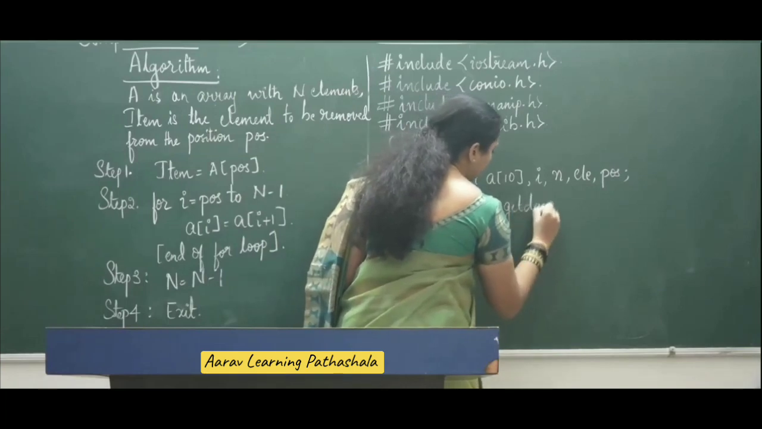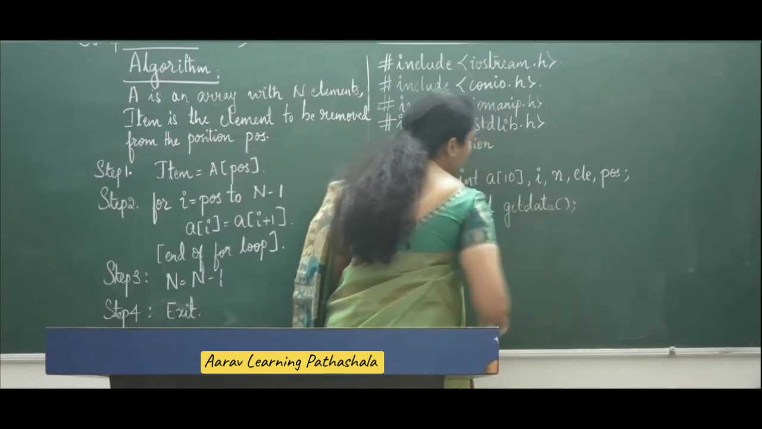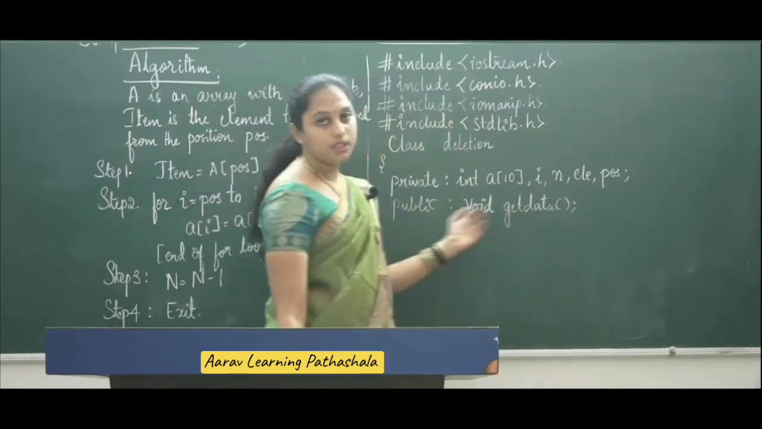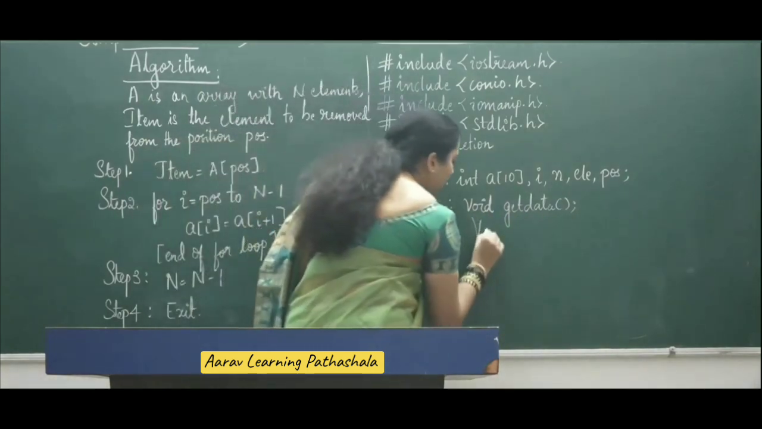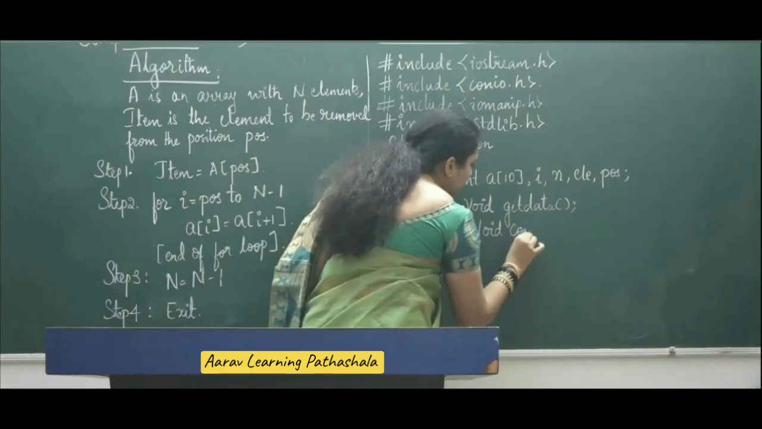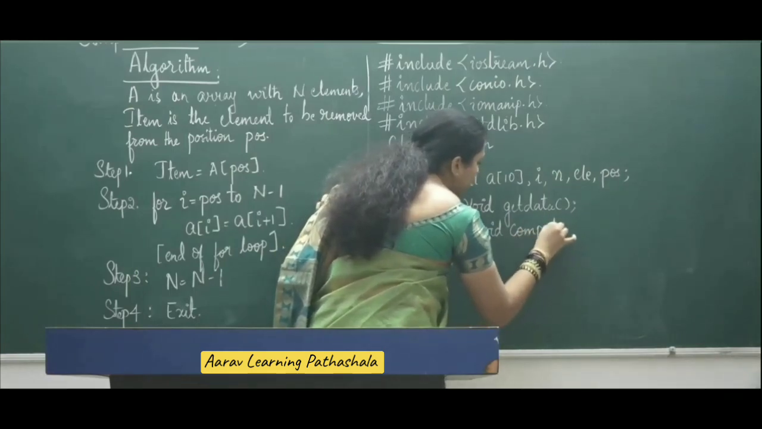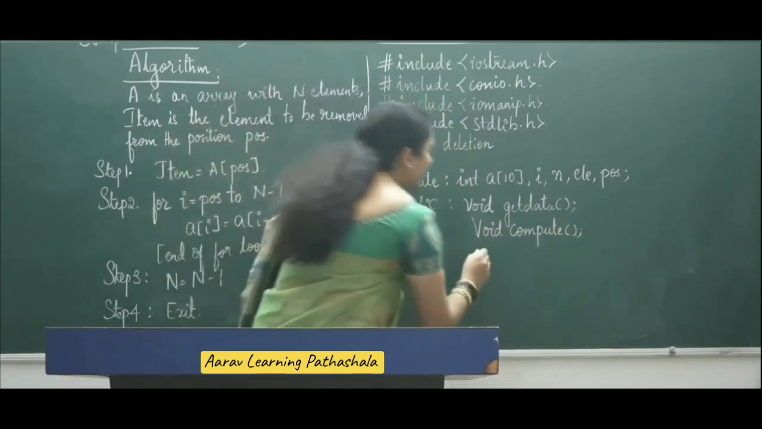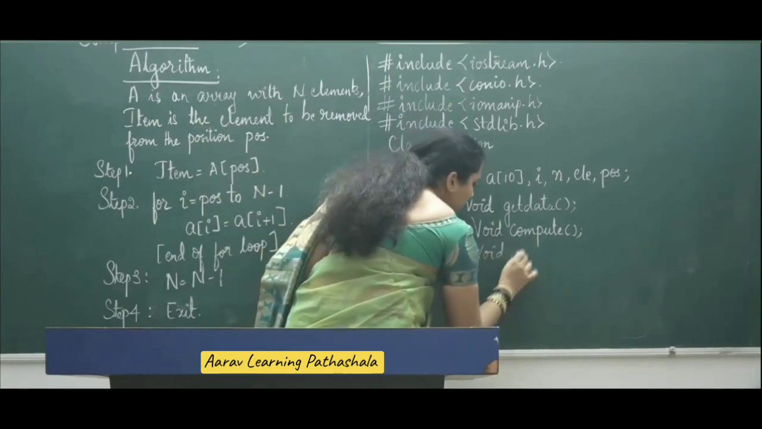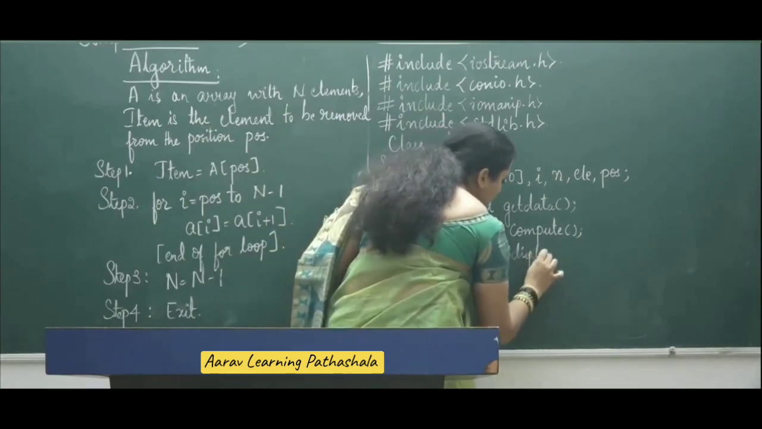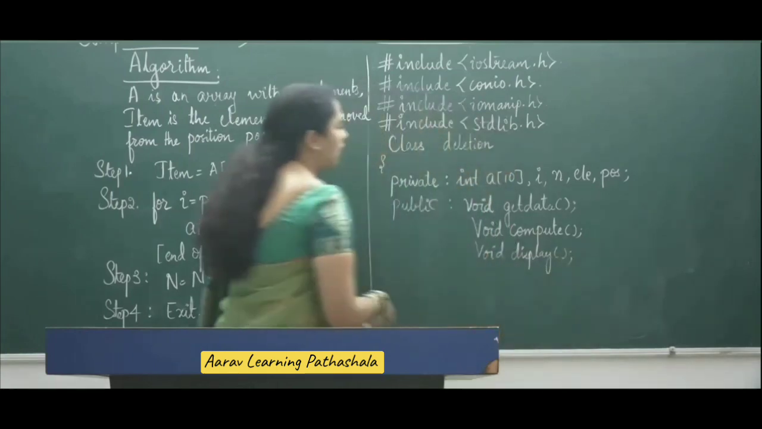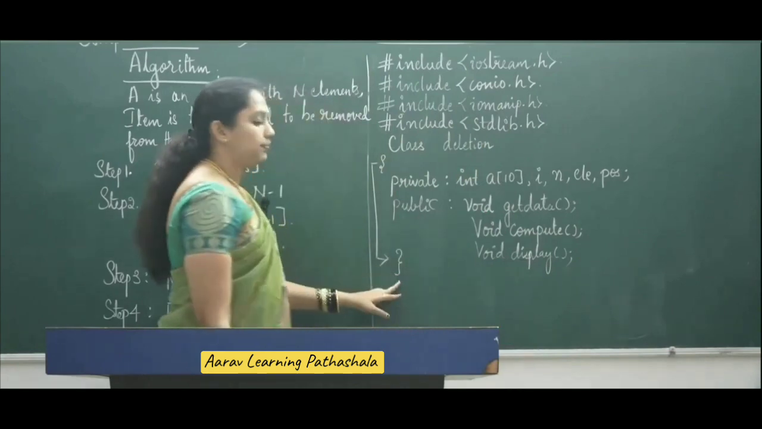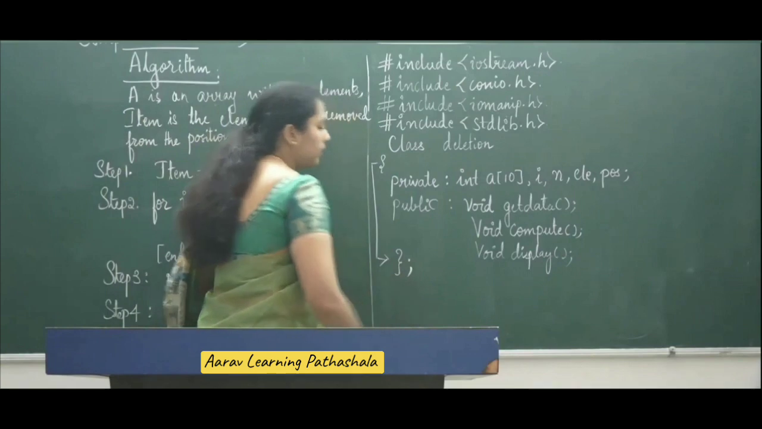Get data function is used to accept the required values from the user. And void compute function is used to write the required calculations in the C++ program, and void display is used to display the output. I am going to close this class using semicolon.